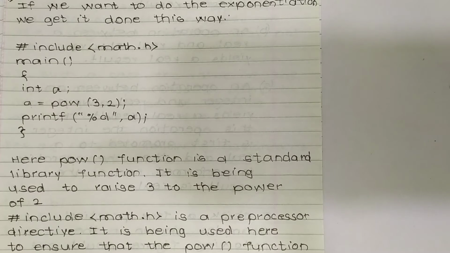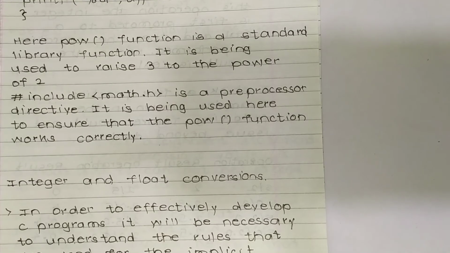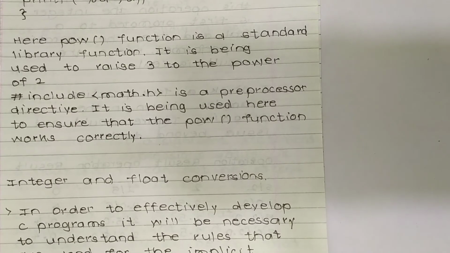Here the pow function is a standard library function. It is being used to raise 3 to the power of 2. #include <math.h> is a preprocessor directive. It is being used here to ensure that the pow function works correctly.